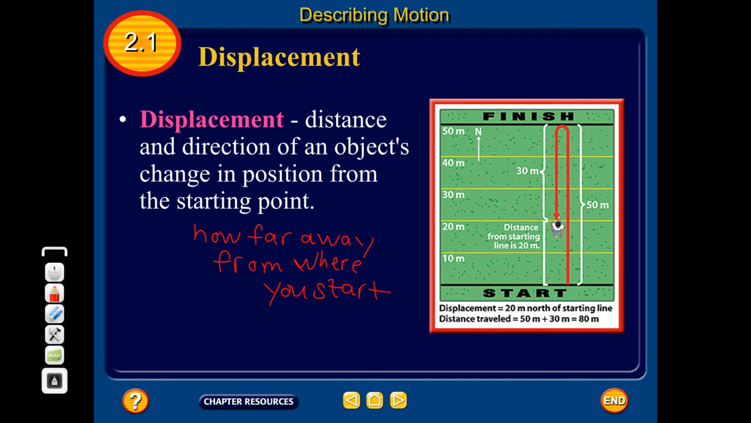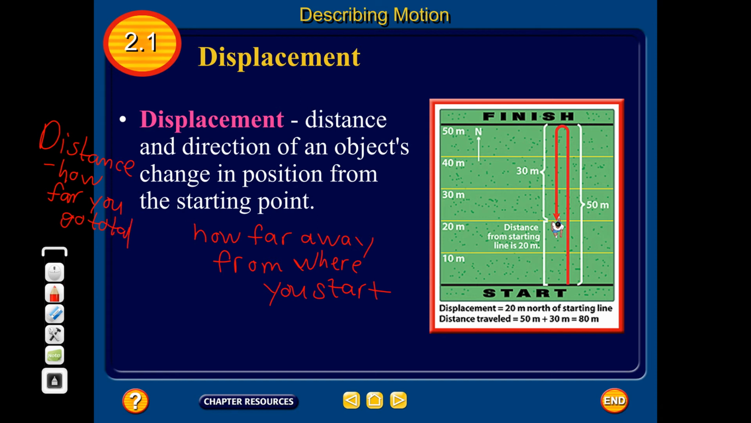How far away from where you start. That is your displacement, is what we're looking at there. So, distance on the other hand, I'll write it one more time, is how far you go total.